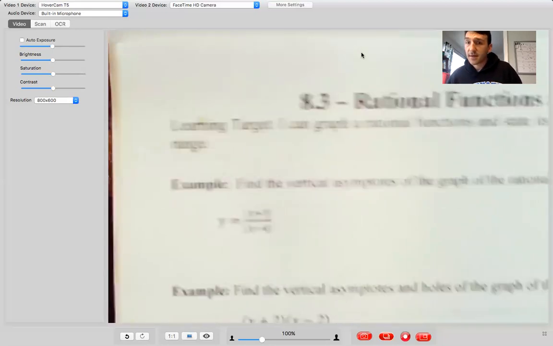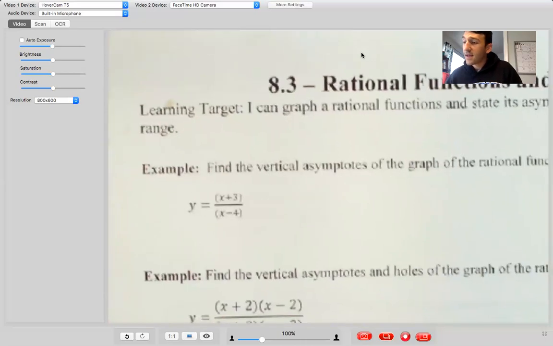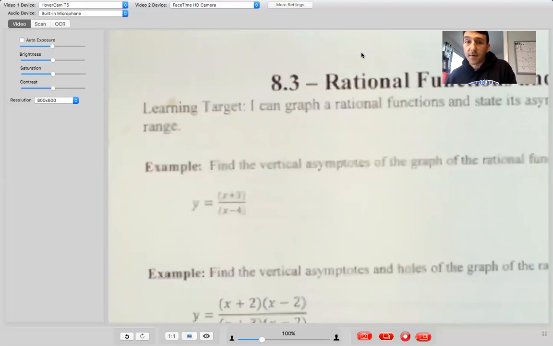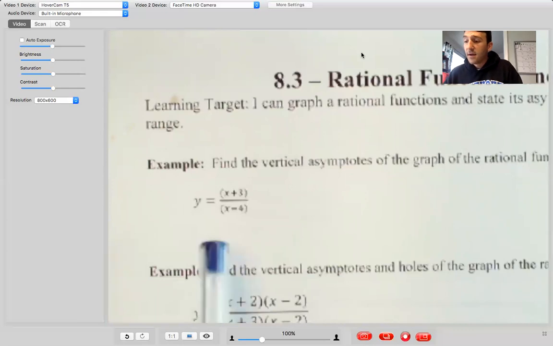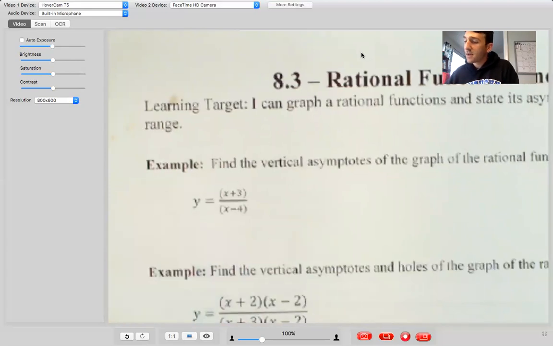So the learning target says I can graph rational functions and state its asymptotes, holes, intercepts, domain, and range. So those are the kinds of things we're going to be focusing on today. In our first example, given the function y equals (x plus 3) over (x minus 4), we want to find the vertical asymptotes.